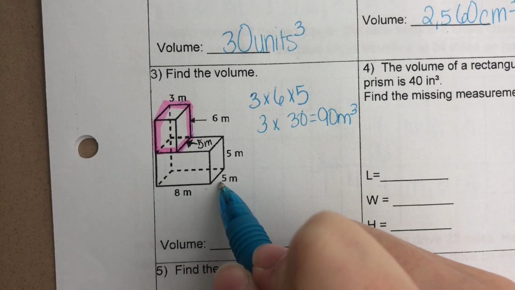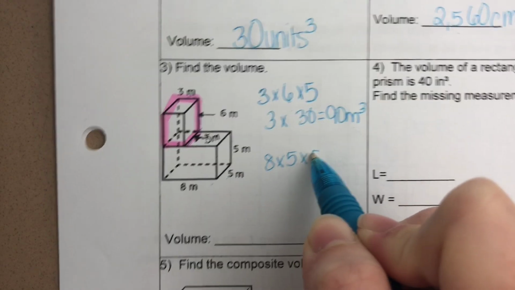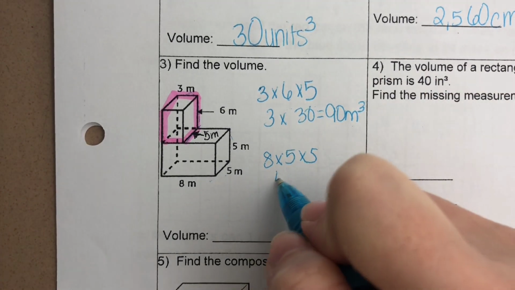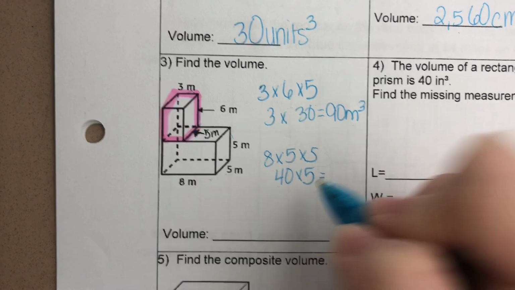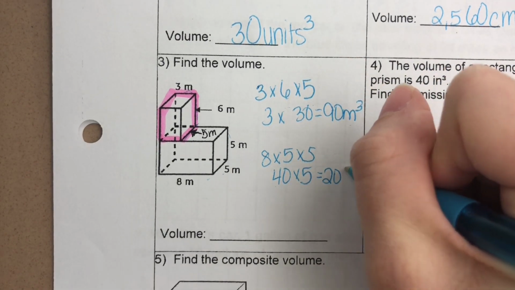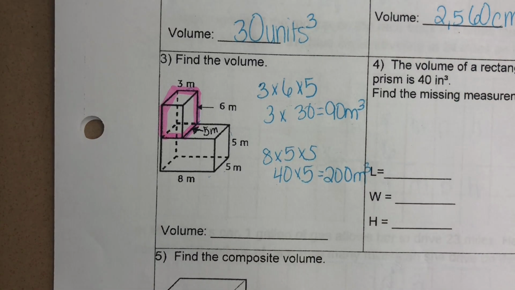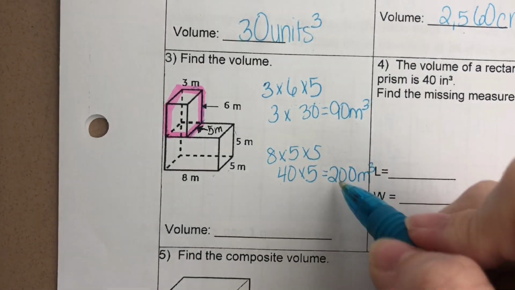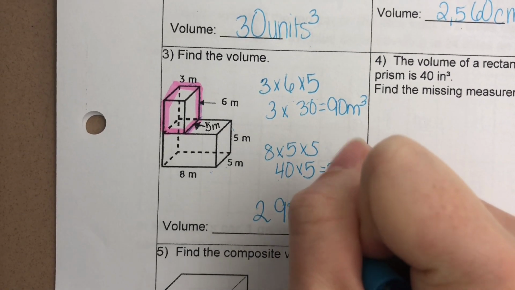So I know it's 8 times 5 times 5. 8 times 5 is 40. 40 times 5 I can do in my brain because I know 4 times 5 is 20, and then add my 0. So that's going to be 200 meters cubed. And then I just need to add it together. 200 plus 90 is 290 meters cubed.